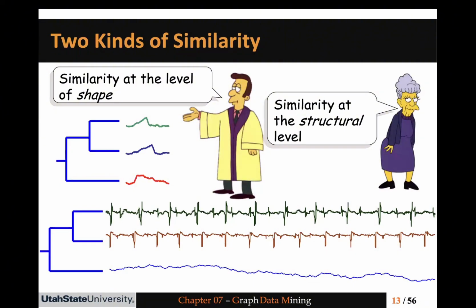Okay, so we can categorize the similarities in two main categories. The first one is similarity at the level of the shape, and the second one is similarity at the structural level. For the first one, we're focusing on the raw signal shape and trying to cluster them together. Two time series are similar if they have the same exact pattern. Here we could see a triangle shape of a peak going on in both the green time series and the blue time series, and therefore we said that they are similar, just by the notion of their shape.